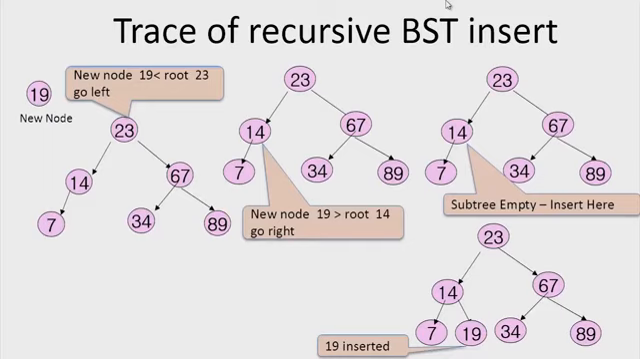So, this is the case if it is empty. So, first what you do? You start with the root, go to the left subtree because 19 is less than 23, then you come to 14, you find that 19 is greater than 14. So, now you know that you have to search in the right subtree of 14, you find that it is empty. So, you have reached the parent, which is 14. Now, you have to attach the new node as the right child to 14. So, that is what you have done here.